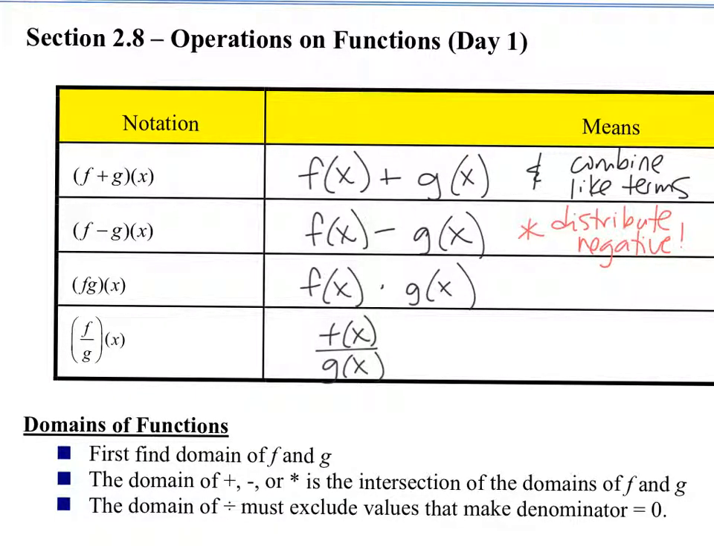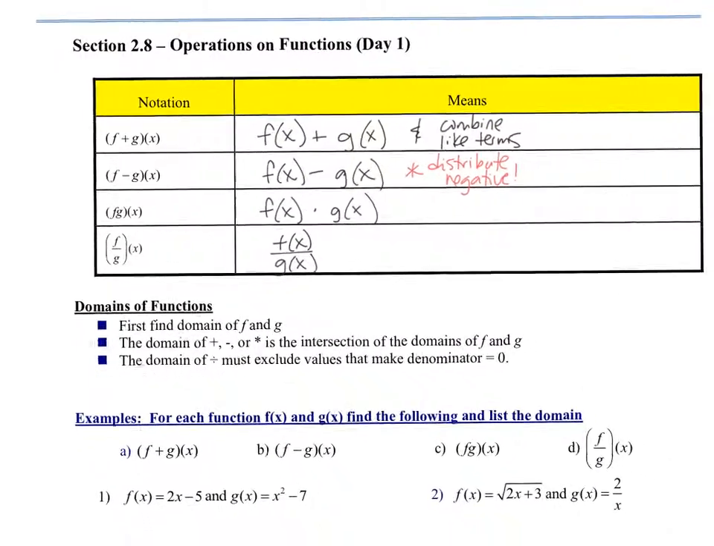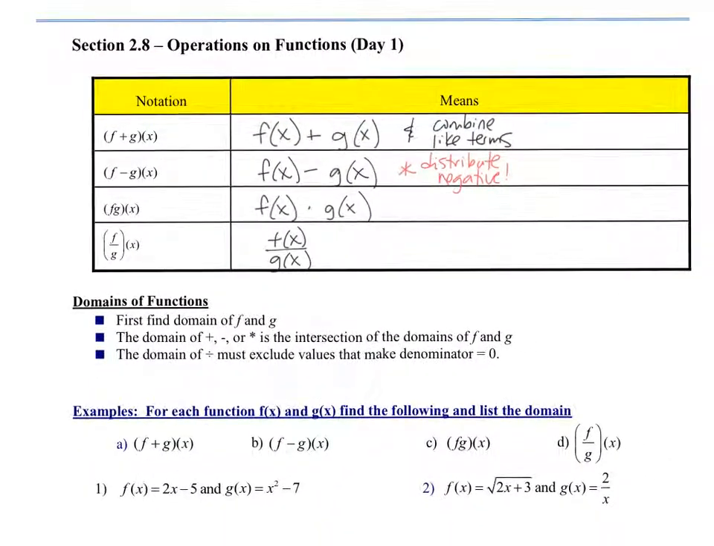So now you're expected to know what this stuff is actually asking you to do. And it's pretty simple algebraically. You're either adding, subtracting, multiplying, dividing. So we're also going to talk about domains, and we can find the domains of all of these functions individually. And then we're actually going to continue. This is going to be our discussion for class tomorrow.